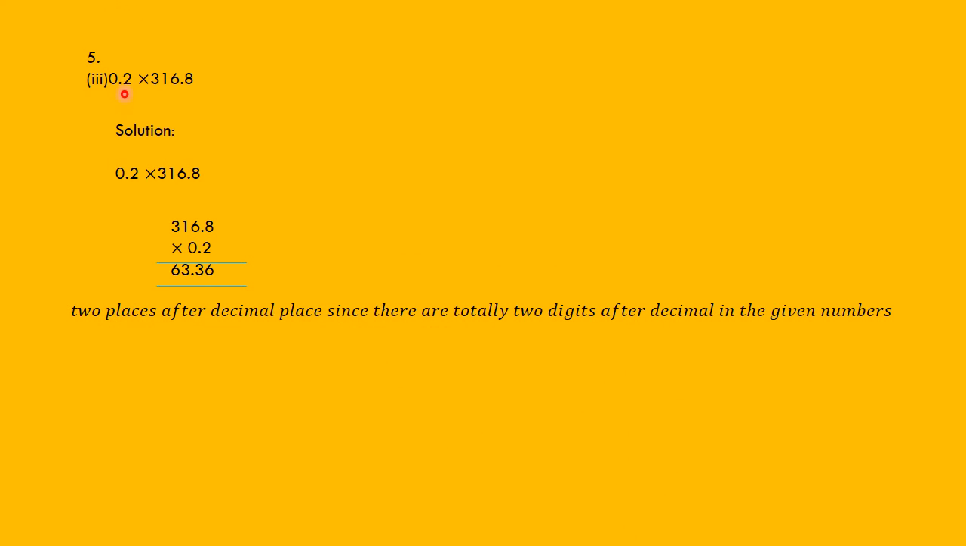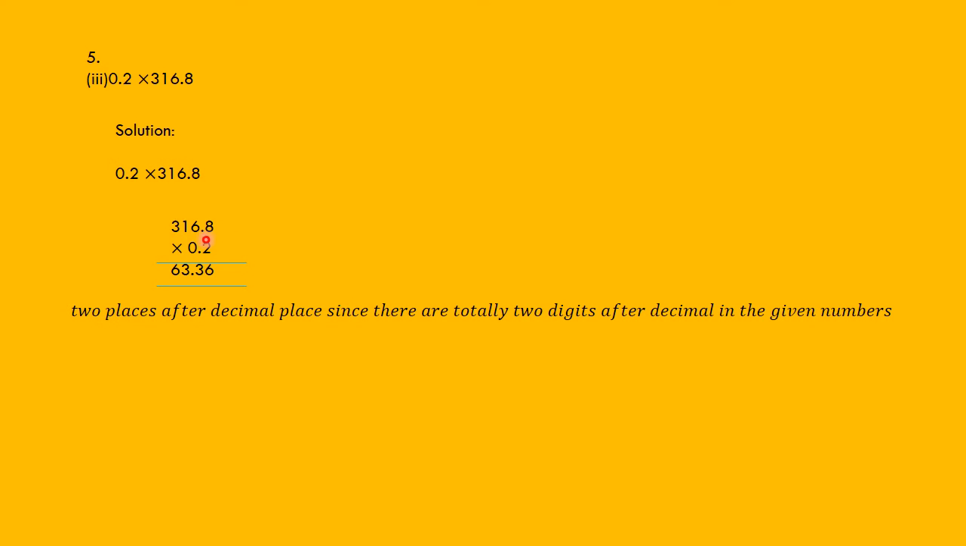Now let us see the third question. 0.2 into 316.8, the fifth problem. As a multiplication or a product, what we have to do? We have to do it normally, just a normal multiplication. The bigger number we have taken above and the smaller number below, so that we can easily multiply it.